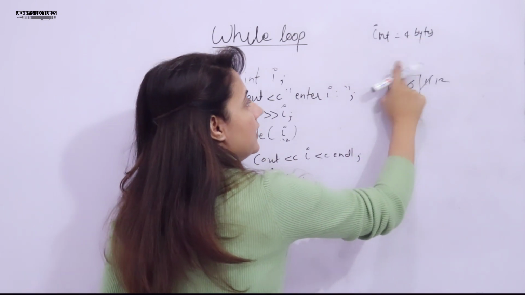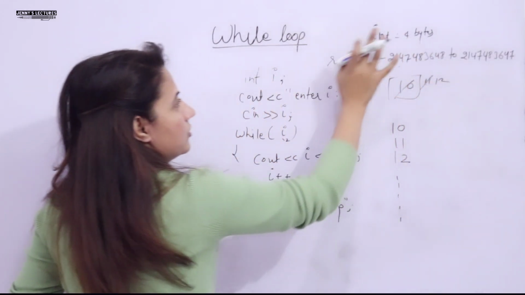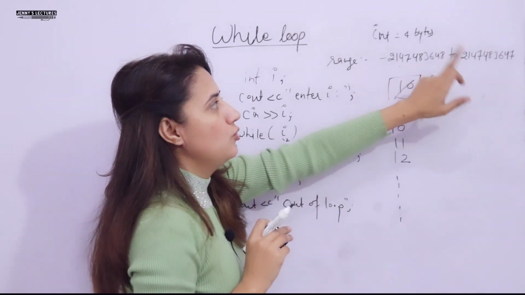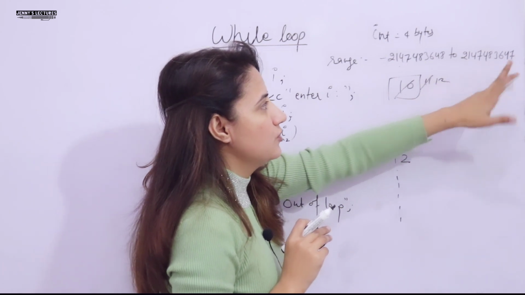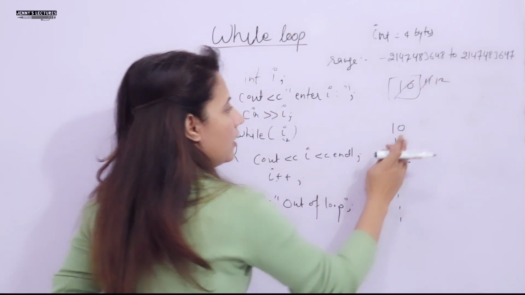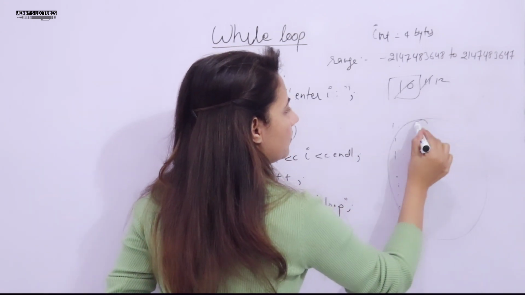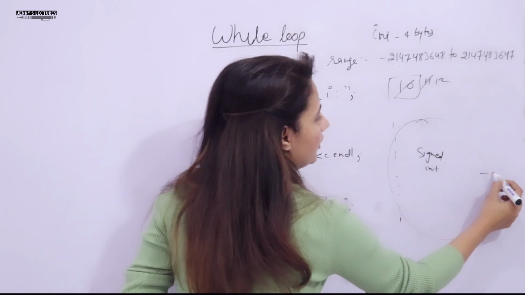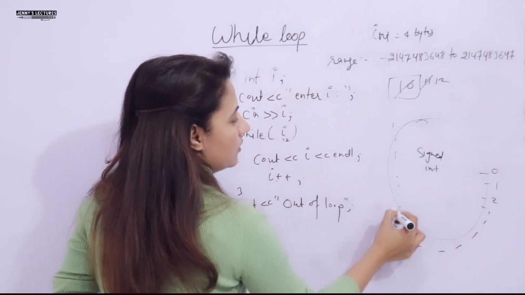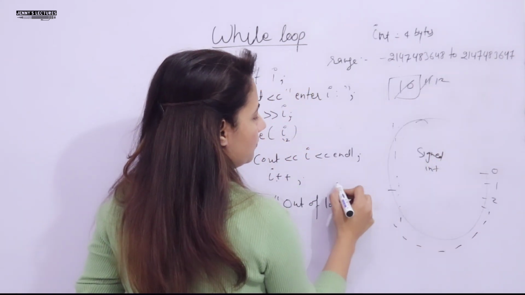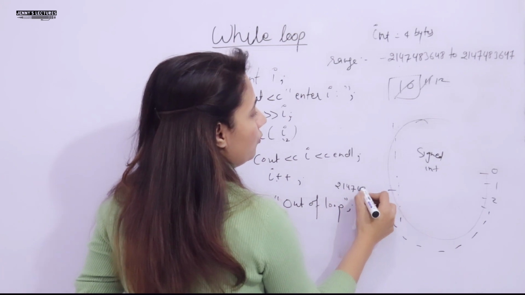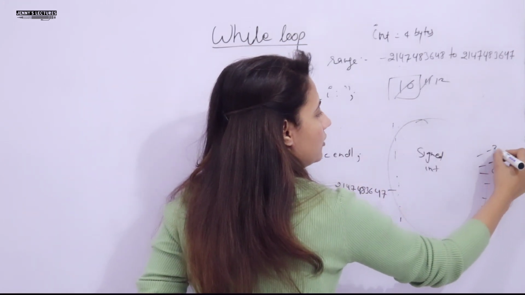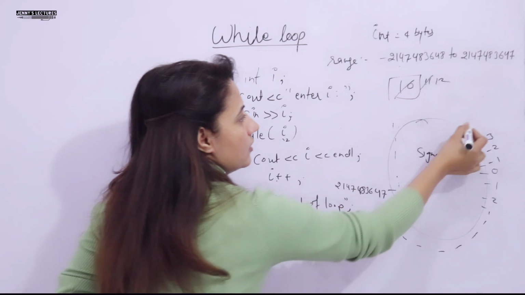Now the range of int is this one. So this would be the range, according to 4 bytes of integer, -2147483648 to +2147483647, right? So how will it work? See, we have this, and this is signed int. So we have a circle for signed int. Here we have 0, then 1, then 2, something like this. And at one point of time, we reach this one, 2147483647, right? And on the left hand side, -1, -2, -3, anticlockwise, like this.